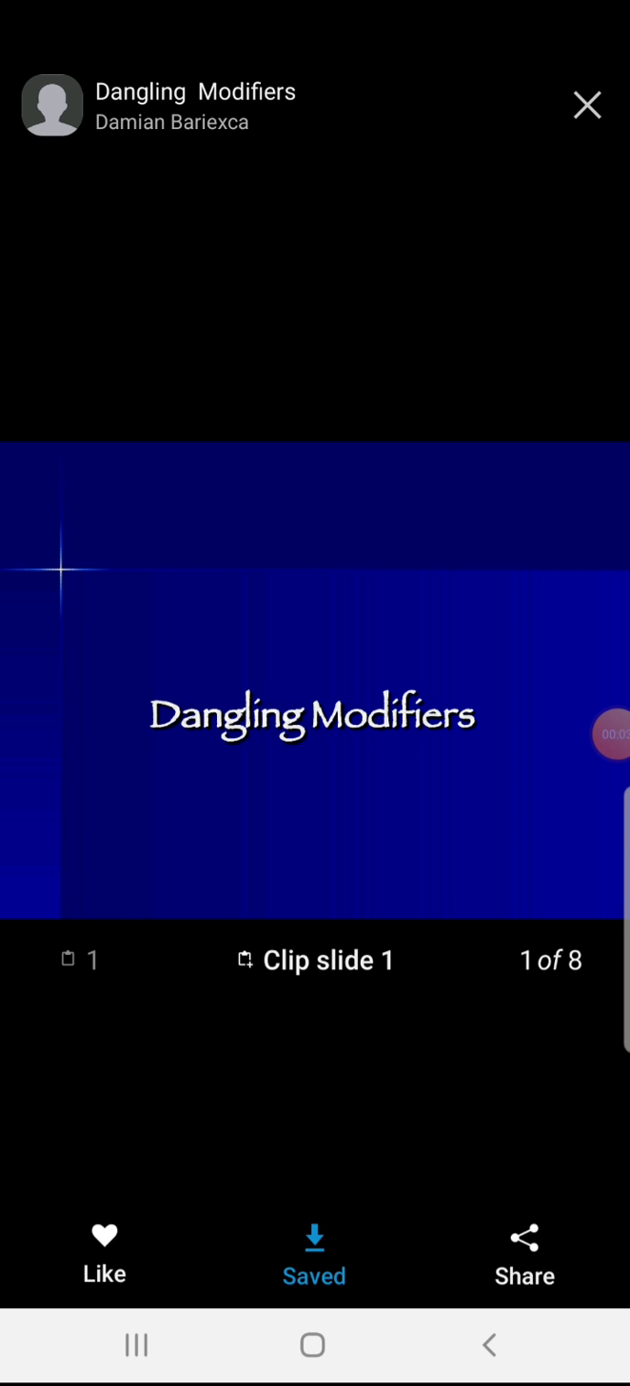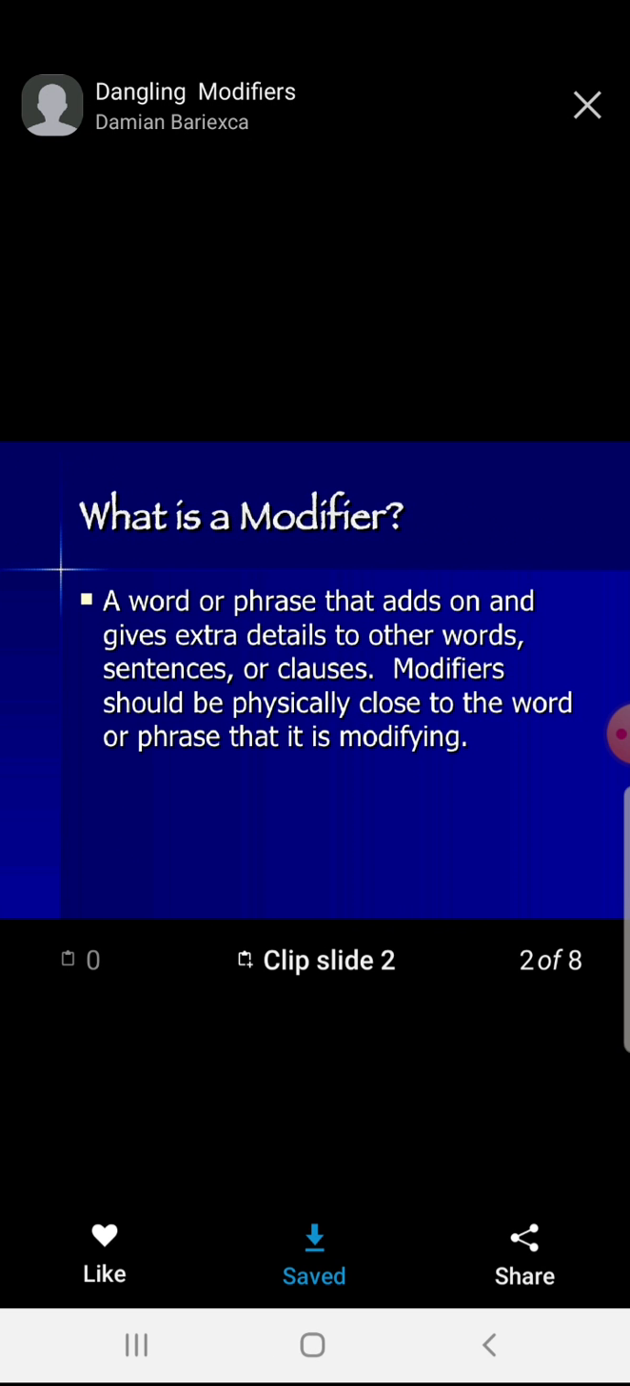Okay, I will explain about dangling modifiers. What are dangling modifiers? Okay, first we talk about modifiers. What is a modifier? A modifier is a word or phrase that adds on and gives extra details, extra explanation, extra description to other words, sentences, or clauses.